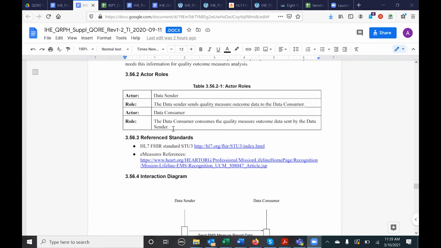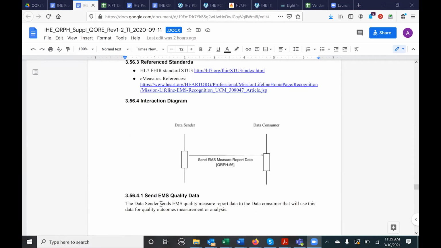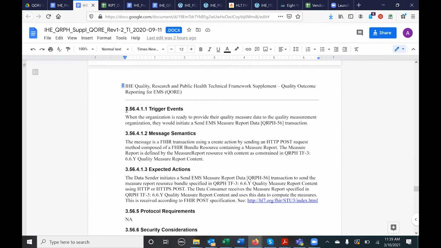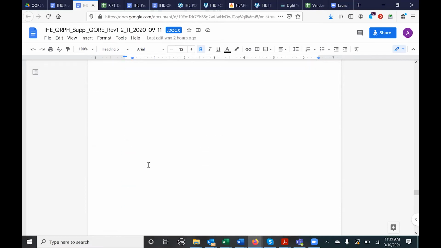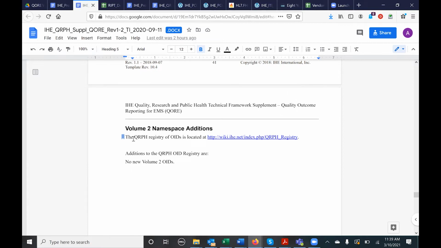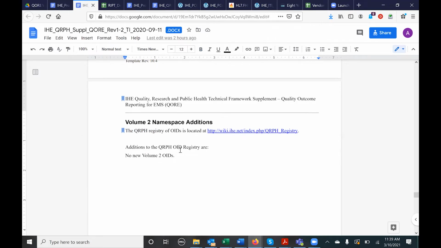And then it goes to the same pattern with the send EMS quality data transaction. We have our semantics, expected actions, protocols, and security considerations. And that's what is in the volume 2 for this profile. And we have a registry of OIDs located here. And I believe those OIDs have to do with the actors as well.